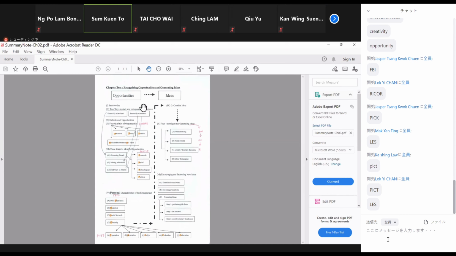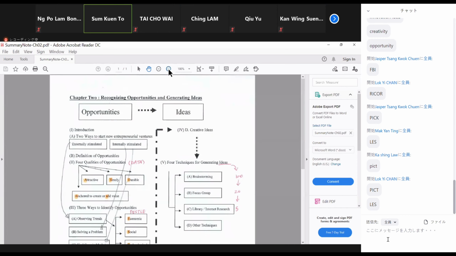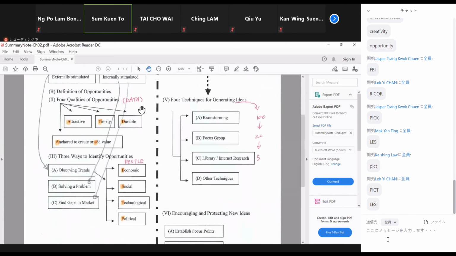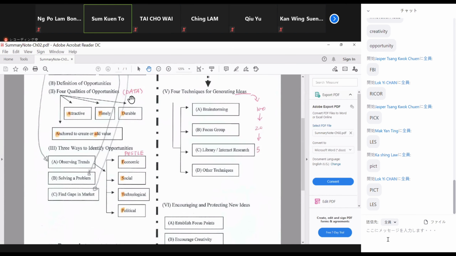And I will explain why opportunity comes first and then idea. Okay, so this is the one we will cover. And also, as far as the concepts are concerned, later on, you will have some concept called DATA. Whether you are American accent or British accent, you call it data or data.